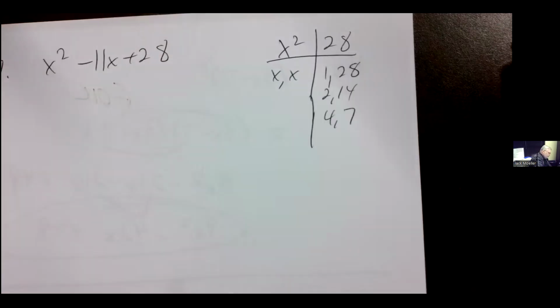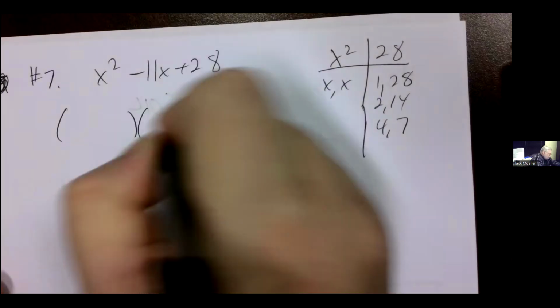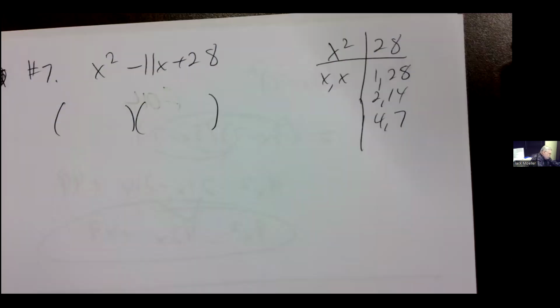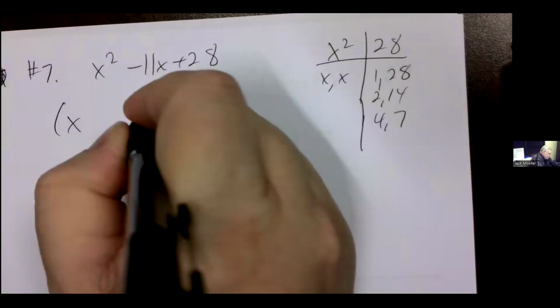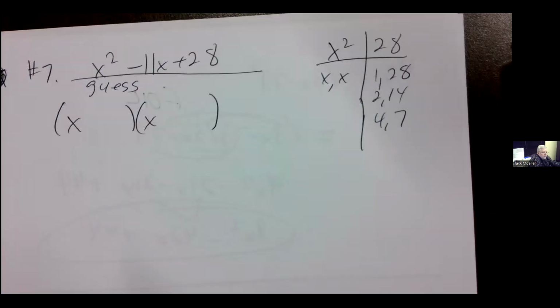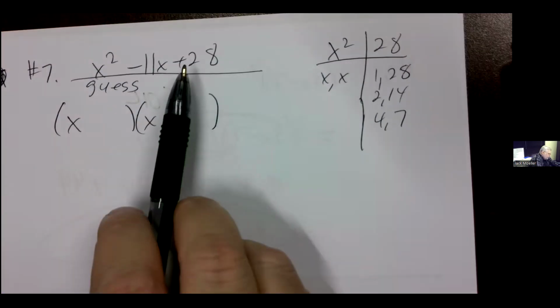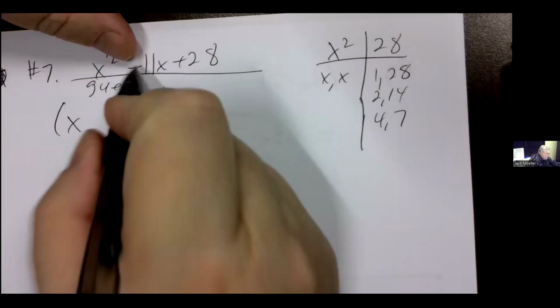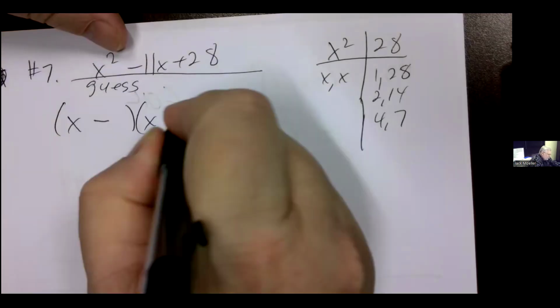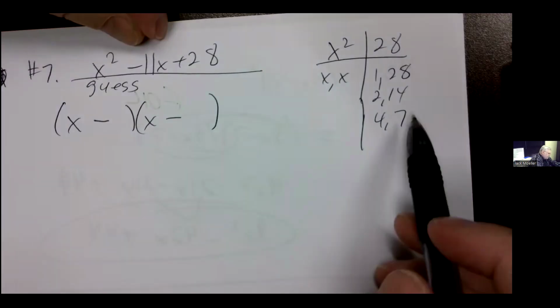If you haven't done your factoring in a while, definitely go back and look at it. To get X squared, you have to have X and X. Now we're making our educated guess, and this is where the signs come in. To get that positive 28 and a negative 11, we need negative times negative to get the positive. Now what's going to add to give me minus 11? Minus 4, minus 7.